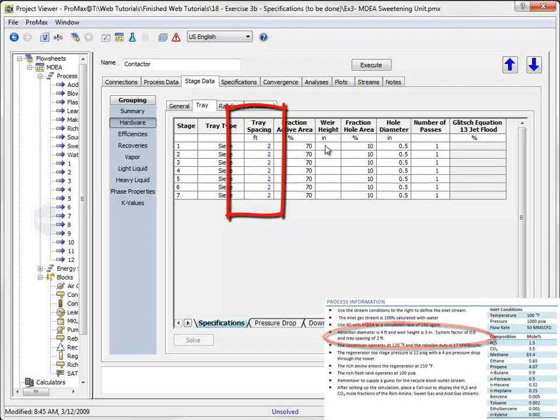2 feet, and the weir height at 3 inches. Once this is complete, the tower should be ready to solve.